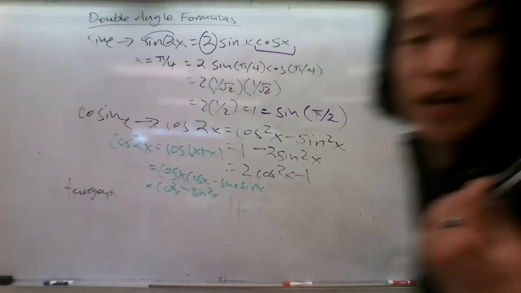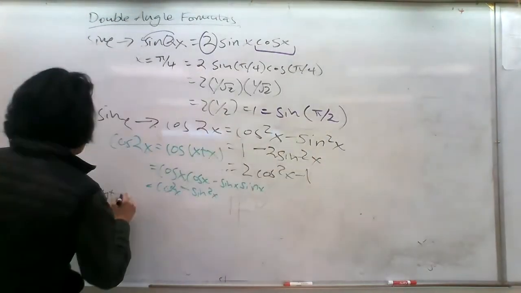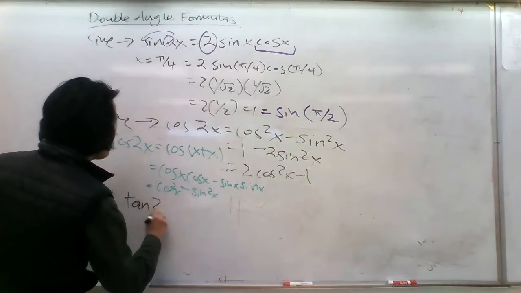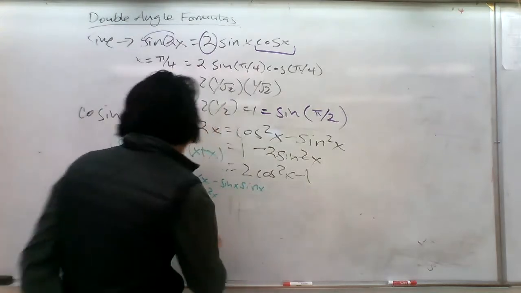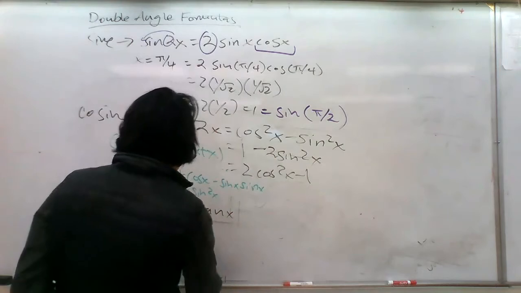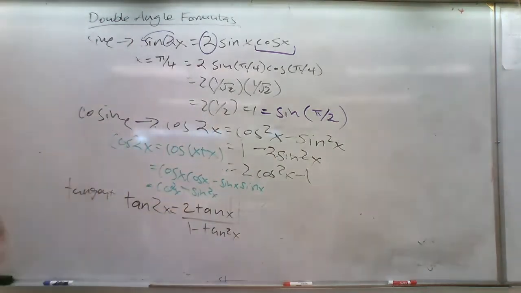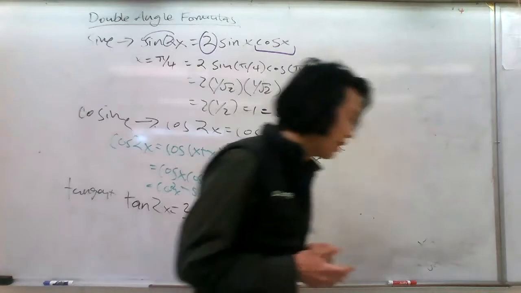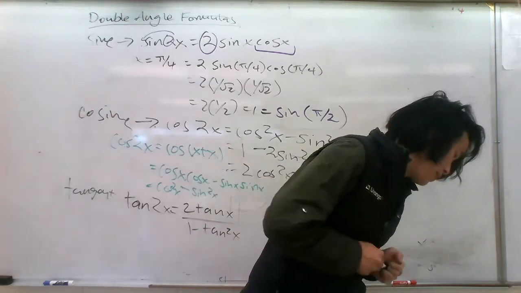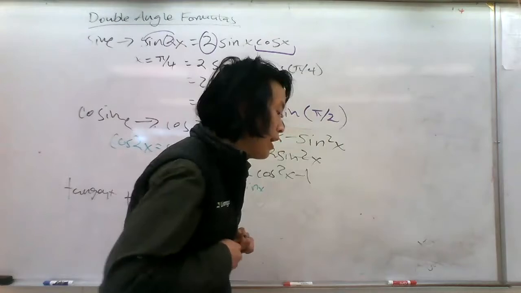Okay, the third property is as follows, okay? It is this. The tangent of 2 times an angle x is 2 times the tangent of x divided by 1 minus the tangent squared of x, okay? So it's also very close to the trigonometric identity. So, what does it look like?